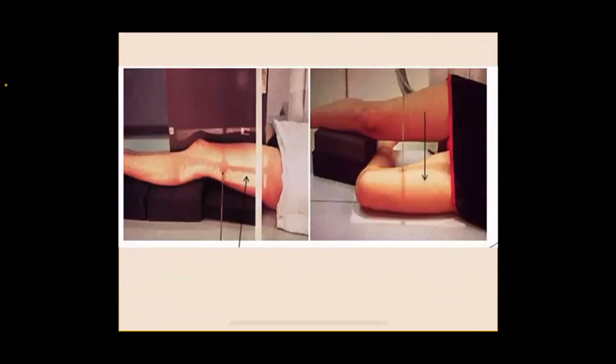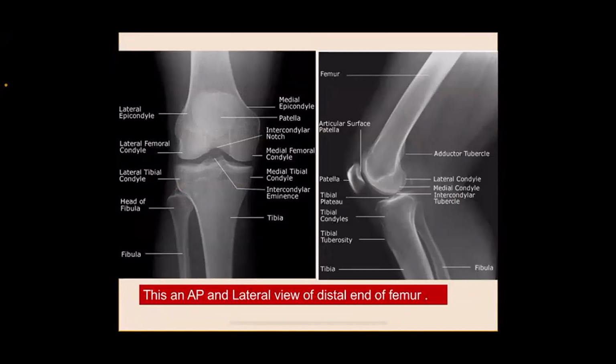This is the lateral view of the distal femur. So this is an AP and lateral views. This is the distal femur showing the lateral and medial condyles. This is the patella, and this is the adductor tubercle. And this is an AP view showing the medial and lateral condyles, medial and lateral epicondyles, and patella. This is the intercondylar notch and intercondylar eminence.